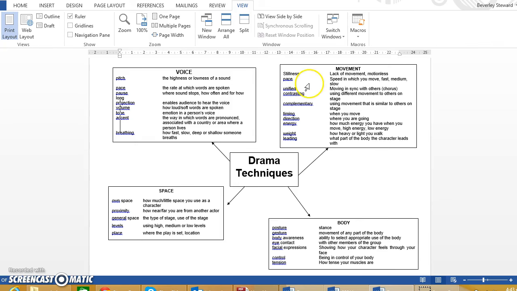The same would go for movement, space, and body. So I've actually given you one of these, so I would suggest you go back to it and you spend some time looking at it and then relating it to your performance.